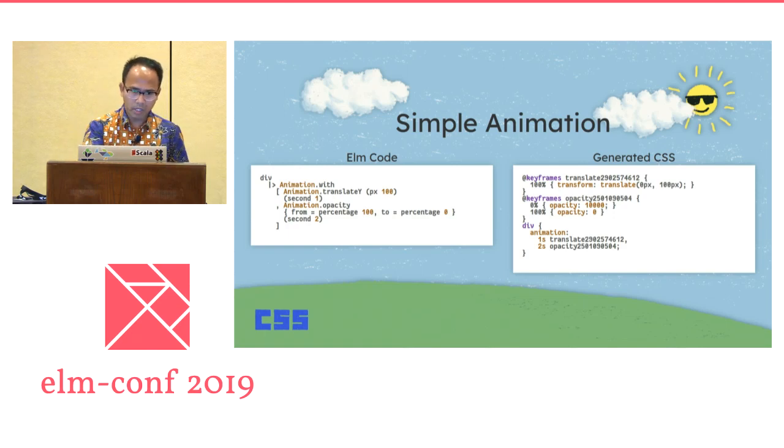So here, an example with my experimental library: let's say we want to move this div. We pass it through this animation.with, and we provide the keyframe animation. So this is an example of applying 2 different animations to a single element. First we do translate y of 100 pixels for 1 second, and at the same time, opacity changes from 100% to 0%. It's going to fade out in 2 seconds. And this code is going to produce generated CSS, and then we're going to put it into our div element.